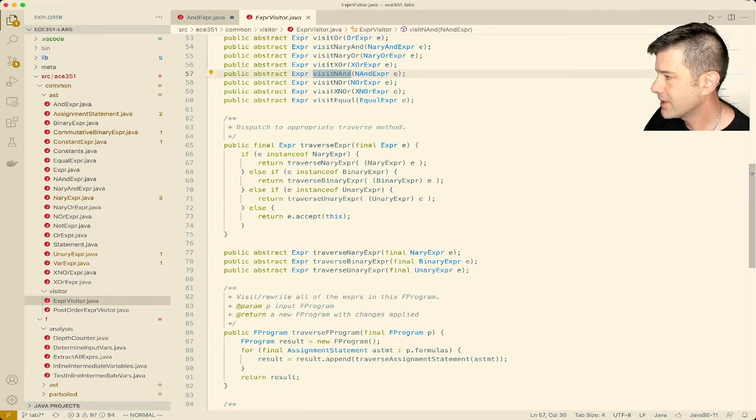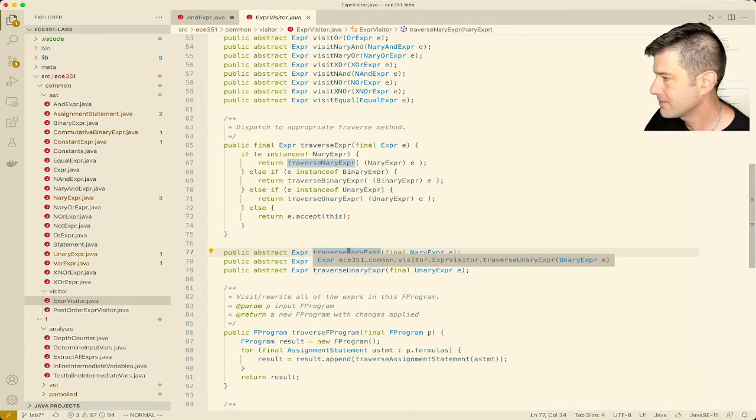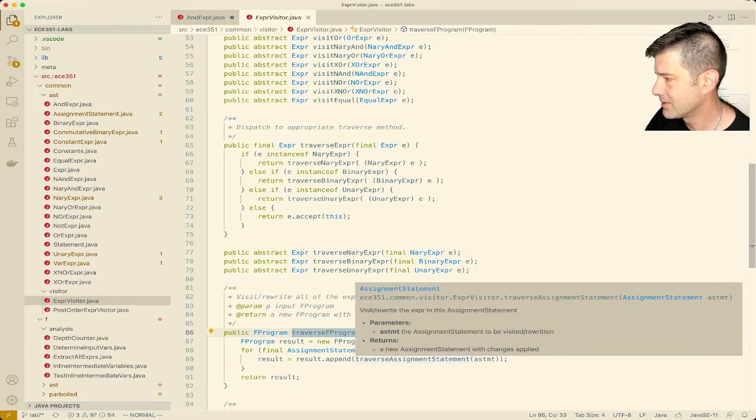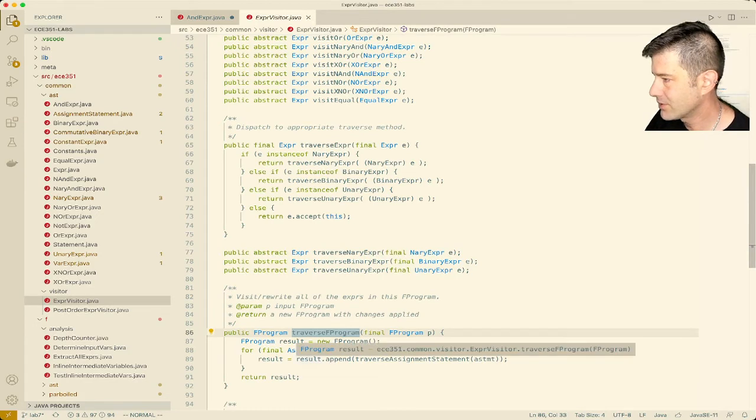Now we leave traverse n-ary, binary, and unary expression abstract. And to traverse a program, we traverse every assignment in the program, combine this with the result, and return the result.